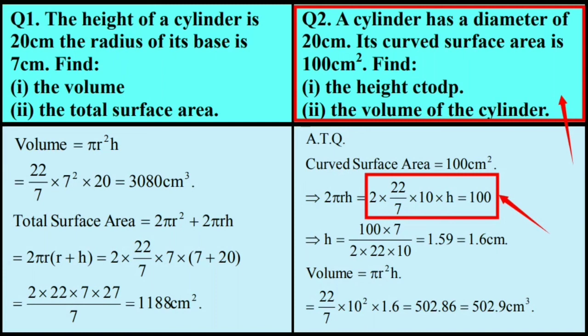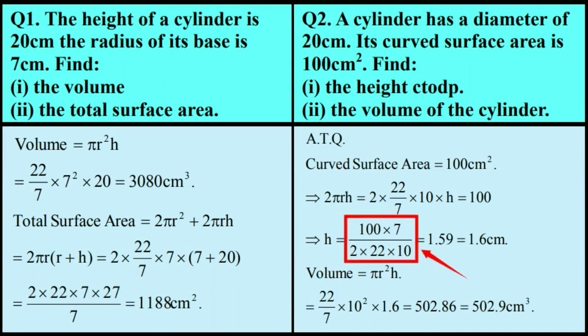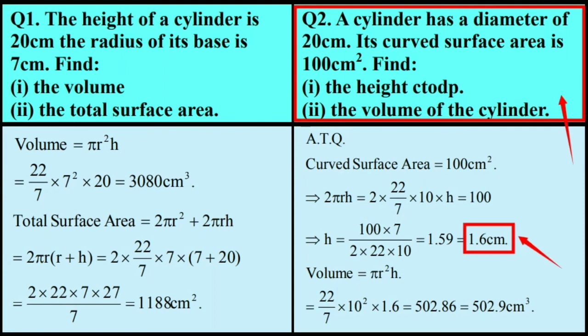the radius is 10 centimeter, and after simplifying the equation, h is made the subject of the equation and its value is 100 multiplied by 7 whole divided by 2 multiplied by 22 multiplied by 10, and the expression for h is further simplified to get the value of h, 1.6 centimeter. Hence, the height of the cylinder obtained is 1.6 centimeter.